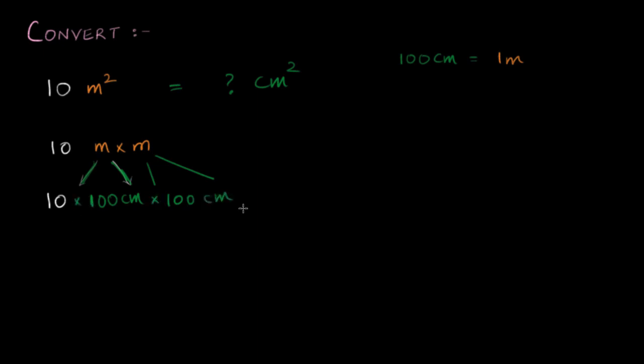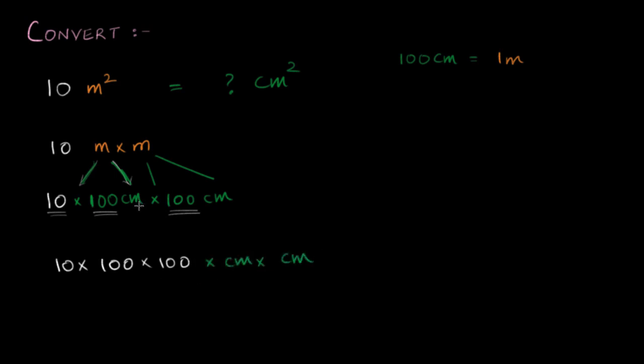So I have all my units over here. So 10 times 100 centimeters into 100 centimeters. Let me just take all my numbers together. 10 times 100 times 100. That's a big number. So I'm going to write 10 times 100 times another 100. Multiplied by centimeters times centimeters.